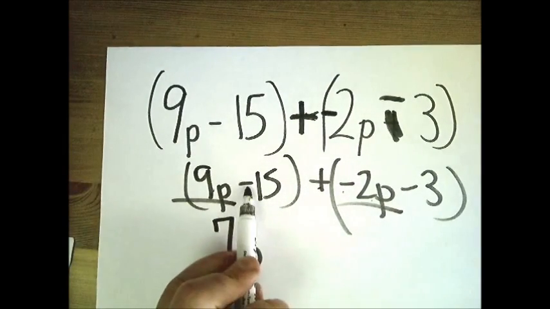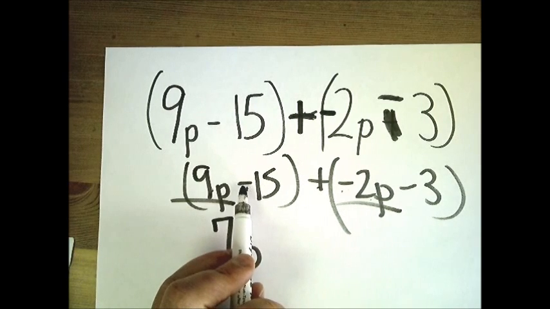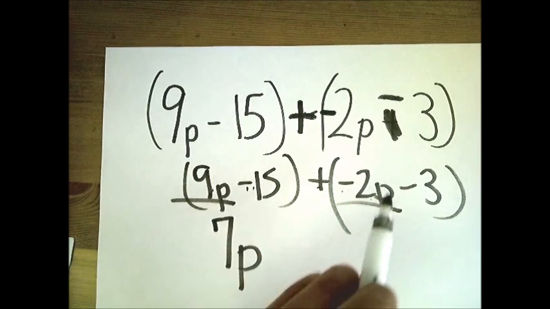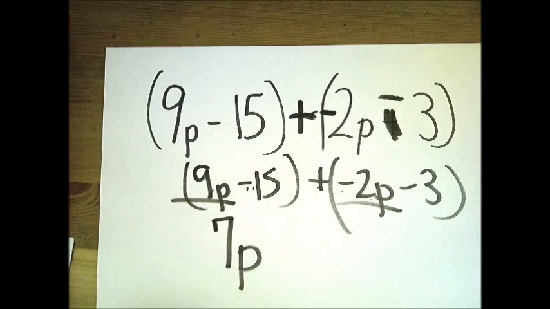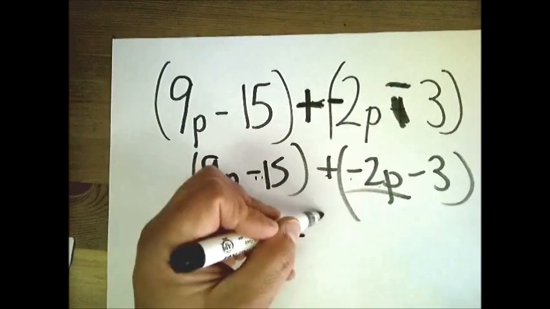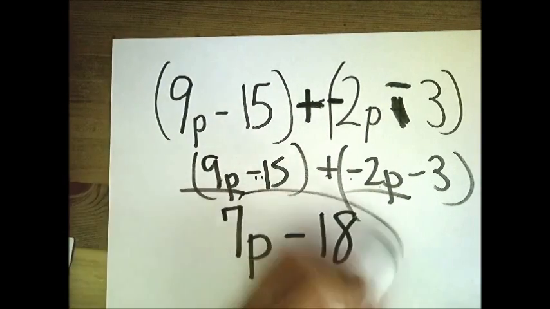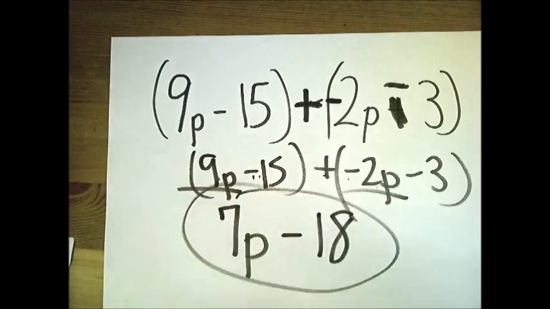And then negative 15, not positive 15, negative 15. Negative 15 minus 3. So I owe $15, I borrow 3 more. That sounds suspiciously like my actual life. 7p minus 18.